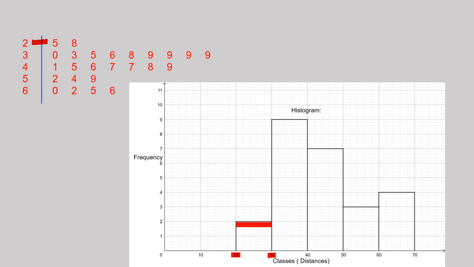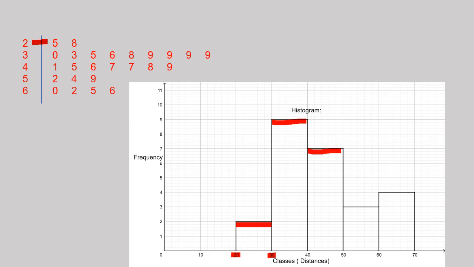Look at the 30s to 40s. I told you there's 9. It's a height of 9. The 40s to 50s, there's 2, 4, 6, 7. So it's a height of 7. And on and on and on.